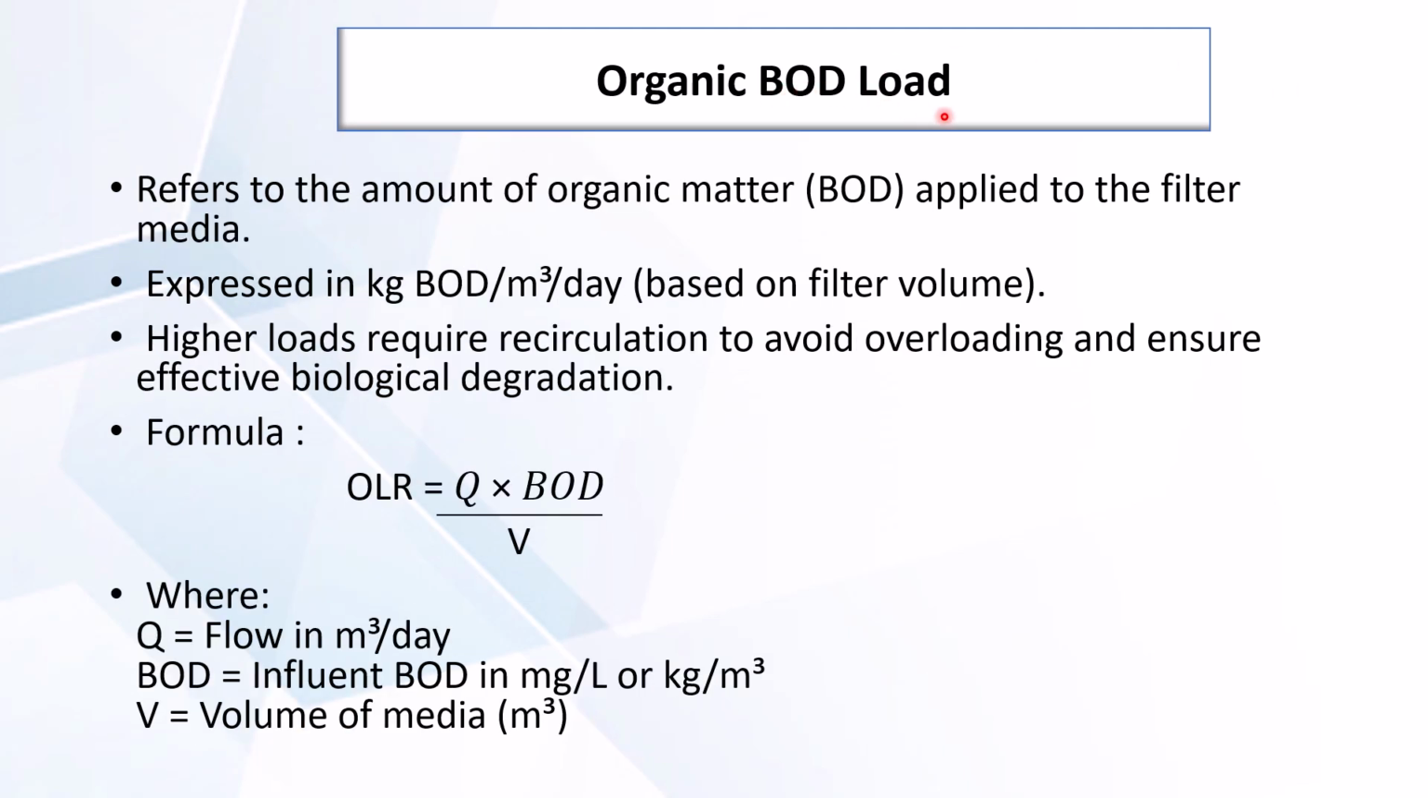Now is the organic BOD load. It refers to the amount of organic matter applied to the filter media, expressed in kg BOD per meter cube per day. High load requires recirculation to avoid overloading and ensure the effective biological degradation. For this organic BOD load, the formula is Q into BOD by V, where Q is the flow, BOD is the influent BOD in mg per liter, and V is the volume of media, that is meter cube.